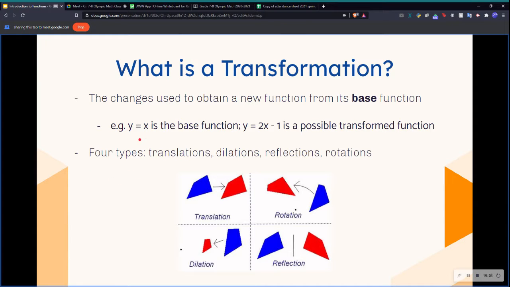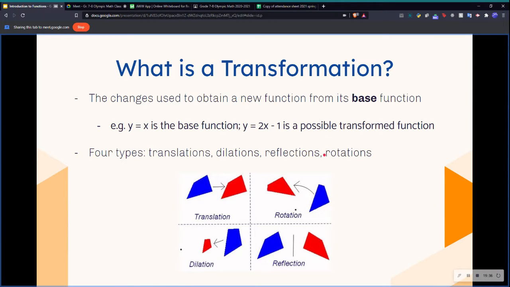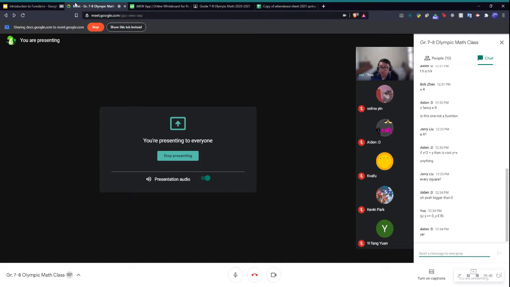And there are 4 types of transformations. You have translations, where you're basically moving the shape somewhere else, you're shifting it. Dilations, where you're increasing or decreasing size. Reflections, where you're basically mirroring it off an axis, so it's symmetrical, right? And then rotations, where you basically flip it around. We're only going to focus on the first 3, so we're going to remove rotations. All right, any questions about this before we move on? So we're going to look at translations, dilations, and reflections in the next few slides. Any questions?